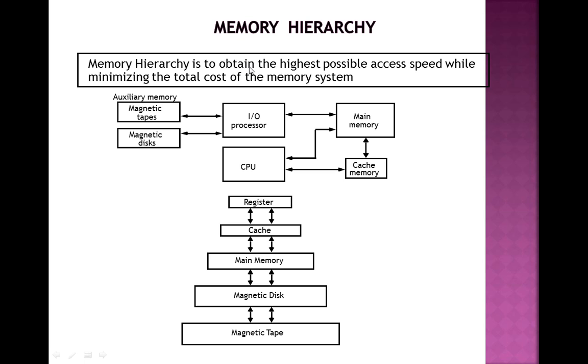This says the memory hierarchy is to obtain the highest possible access speed while minimizing the total cost of the memory system. That is, what is the highest speed that is used for accessing and fetching instructions from the memory or storing instructions into the memory, while minimizing the total cost. The main target of the memory hierarchy is to minimize the cost of the memory while the speed of the memory is faster.